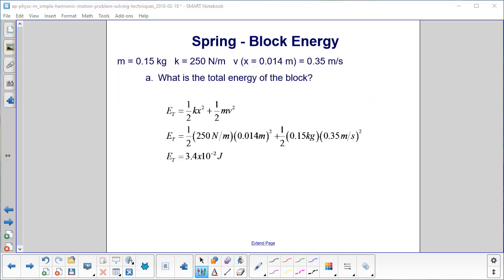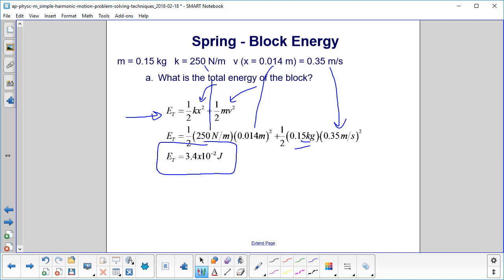To find the total energy of the block, we know that it is shared between potential energy and kinetic. We're given a certain position, so we can find the potential energy, and we're also given the velocity from the motion sensor. So we just substitute in the numbers we got from our analysis. Okay, there's the spring constant, and there's its displacement, and at that displacement, this is its velocity, and here's its mass, and we go ahead and calculate it, and we get 3.4 times 10 to the minus 2 joules.